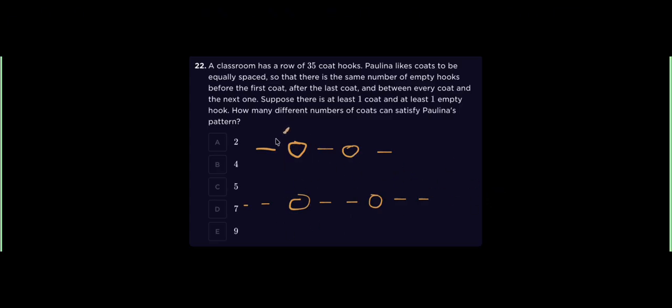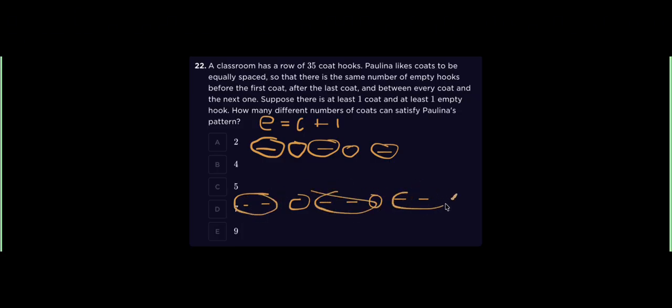I see a pattern here. Let's say we call this a group of empty coats, a group, and another group. Let's just call each group E. E is equal to C, which is our coats, plus 1. Why? We have 1, 2, 3 empty groups and 1, 2 filled up coats. Over here, same thing. We have one group here, another group here, and another group here. Again, we have 3 groups and 2 coats. Same thing applies. E is equal to C plus 1.